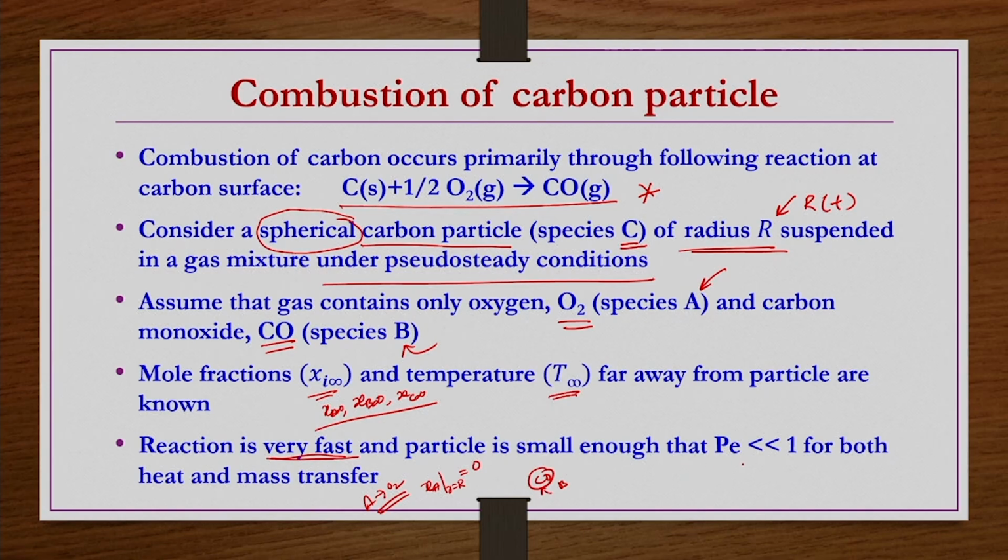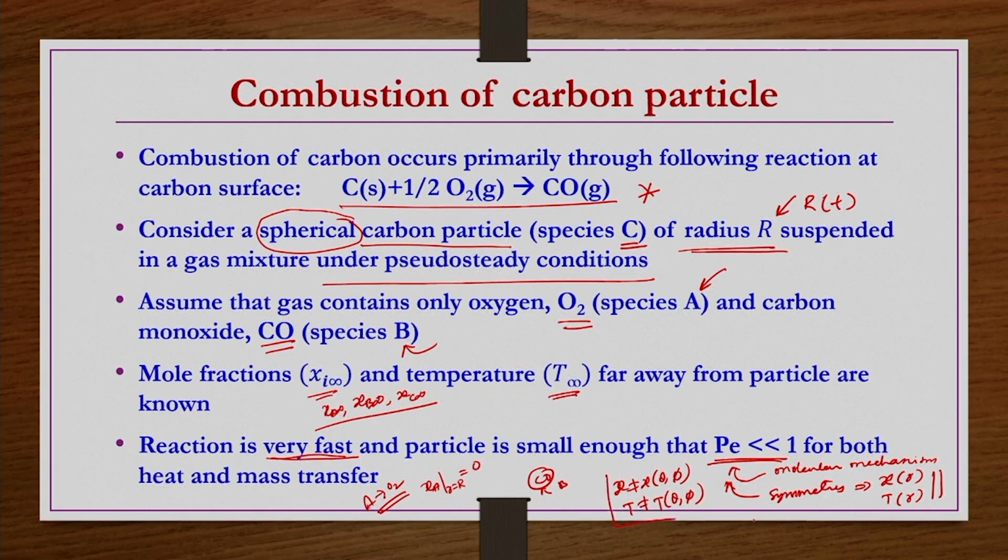The particle is also small enough that the Peclet number is much smaller than 1 for both heat and mass transfer. So, what does it mean if it is very small? Two things we can understand from this. Whatever transport is there occurs because of the molecular mechanism only, conduction or diffusion depending on heat transfer or mass transport. Another thing we can understand is symmetry. Whatever the concentration profile and temperature profile are, they are functions of r only, not functions of theta and phi coordinates.